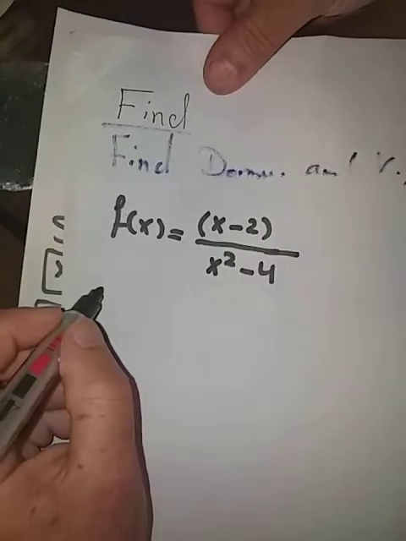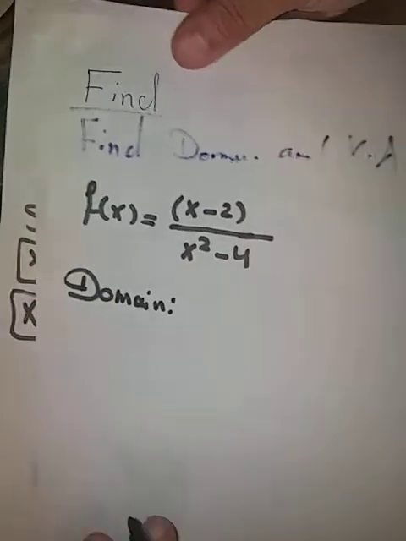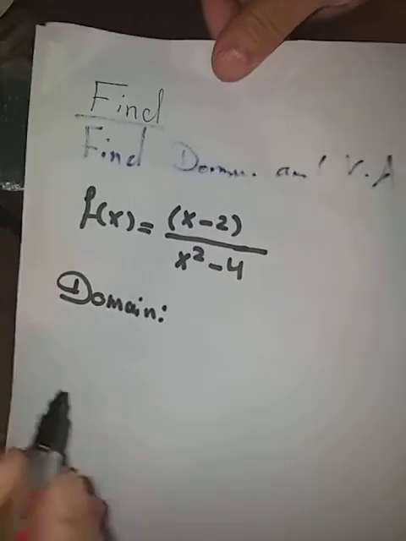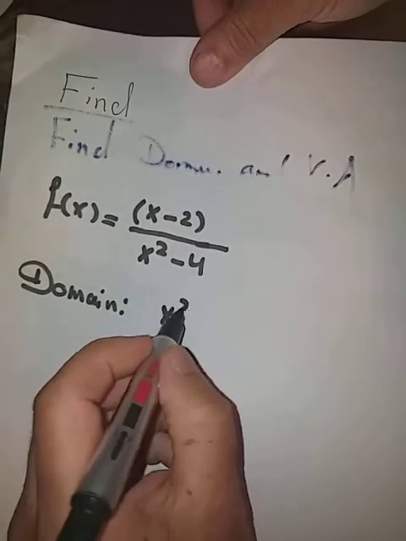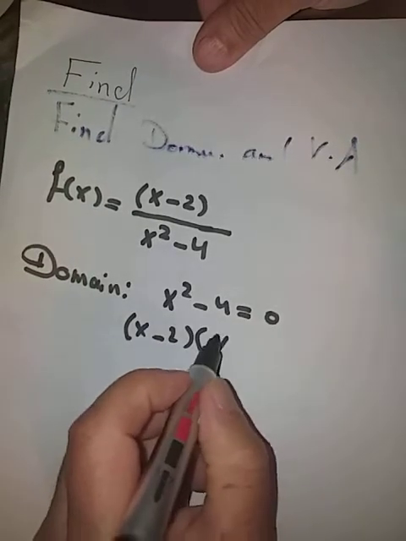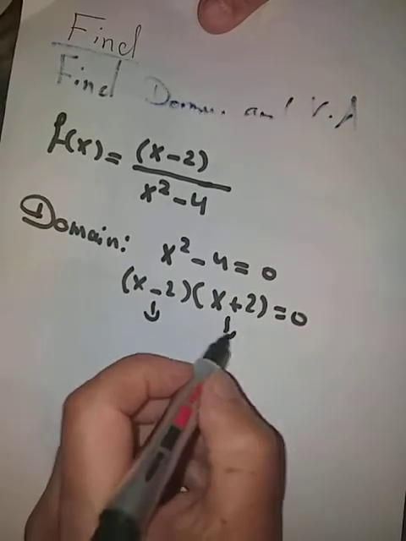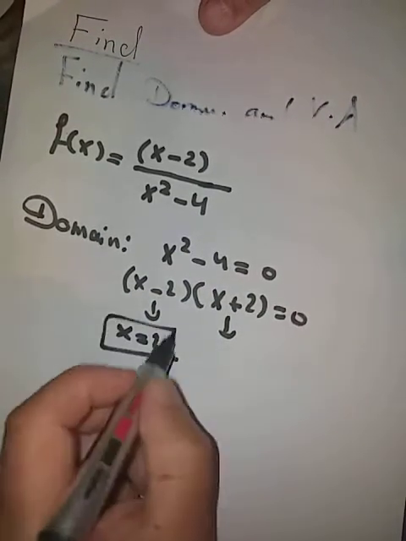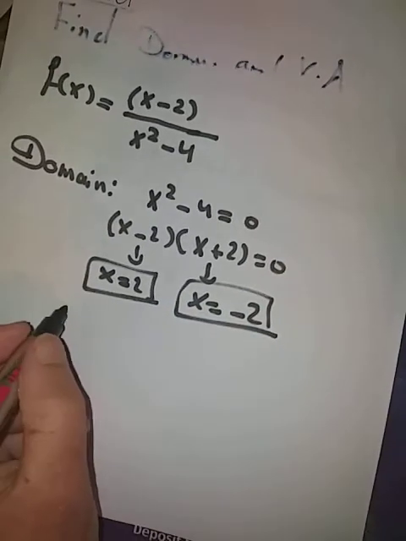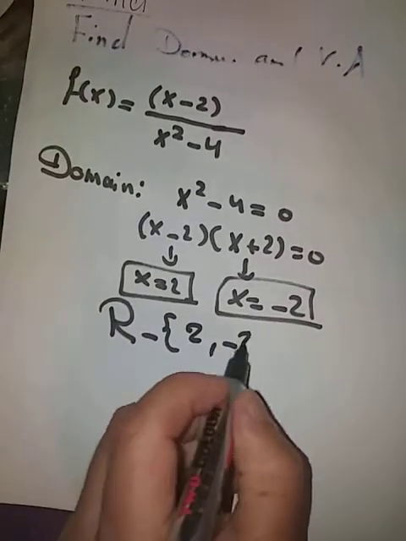The domain, as you know: we take x squared minus 4 equal to 0, so x minus 2 times x plus 2 equal to 0. From this, x is equal to 2 and x is equal to minus 2. What's the domain? All real numbers except 2 and minus 2.